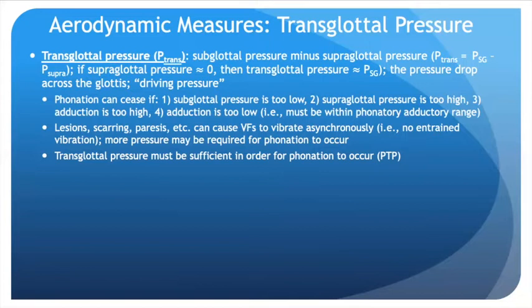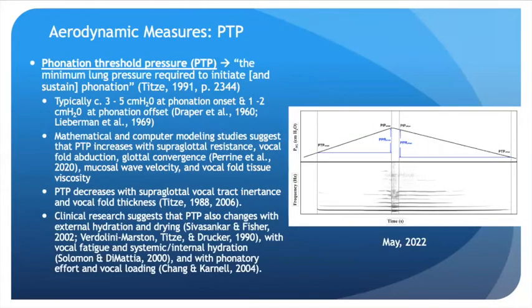Transglottal pressure must be sufficient in order for phonation to happen. There's a minimum pressure required for phonation to be initiated and sustained, and that's referred to as phonation threshold pressure: the minimum lung pressure required to initiate, that's the onset, and sustain, that would be the offset, phonation. So there's PTP at onset and at offset.